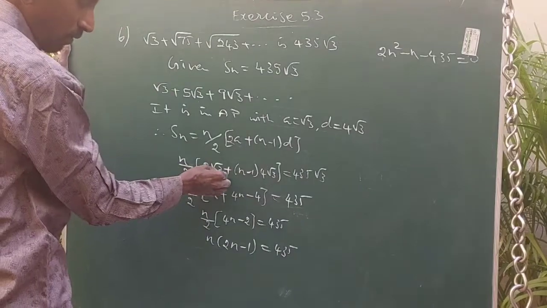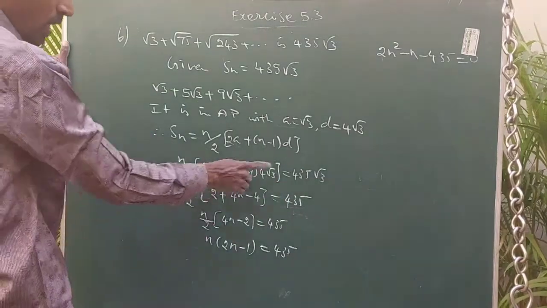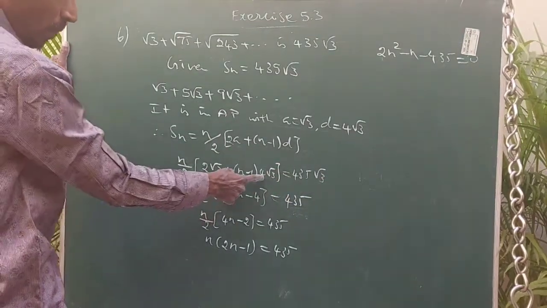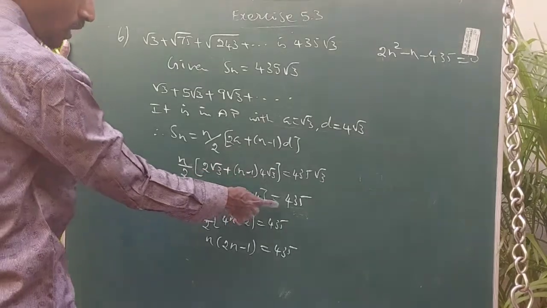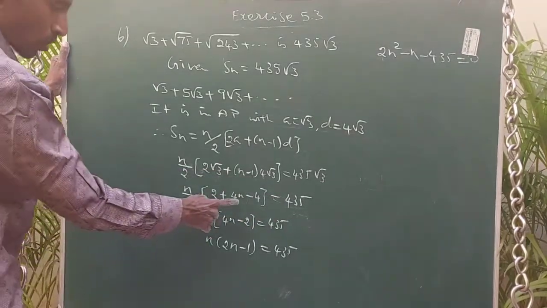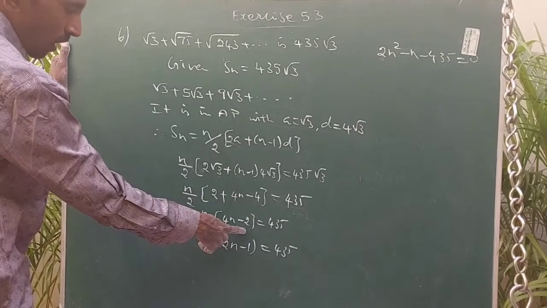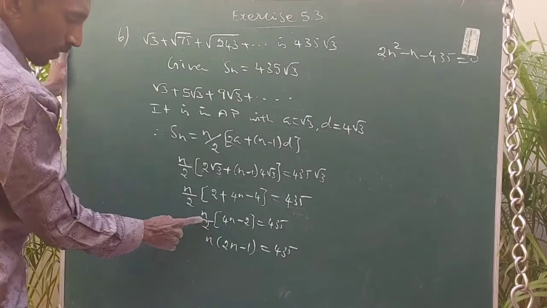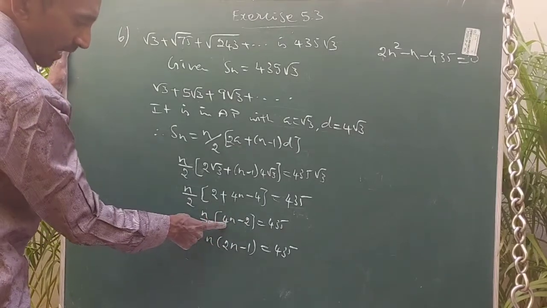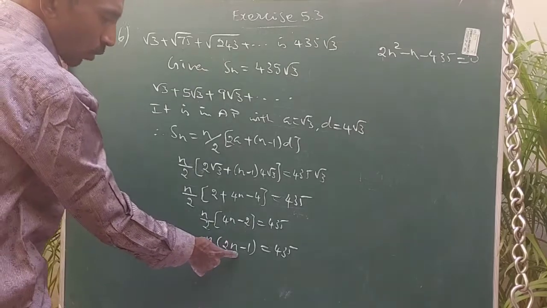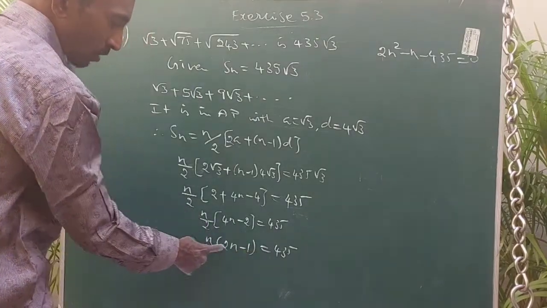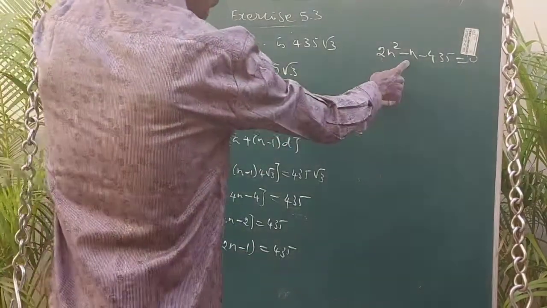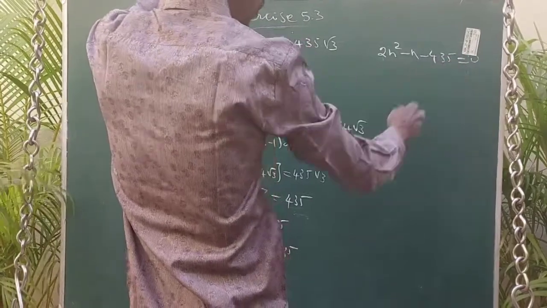Take root 3 in common for both terms and cancel. So we get n by 2 into 2 plus, multiplying this 4 inside, 4n minus 4, equal to 435. So minus 4 plus 2 is minus 2. We are getting n by 2 into 4n minus 2. Now divide by this 2. So n into 2n minus 1 equal to 435. Multiply inside: 2n square minus n, and change the side: 2n square minus n minus 435 equal to 0.